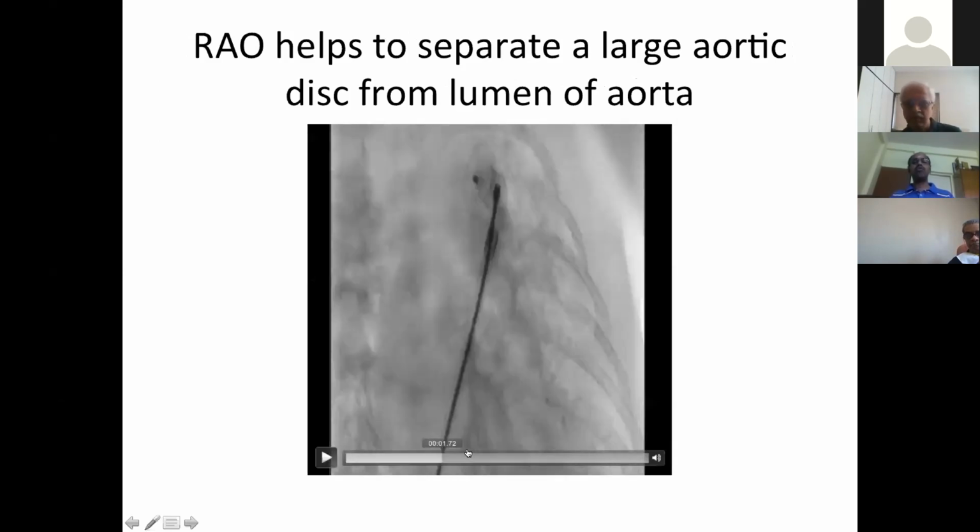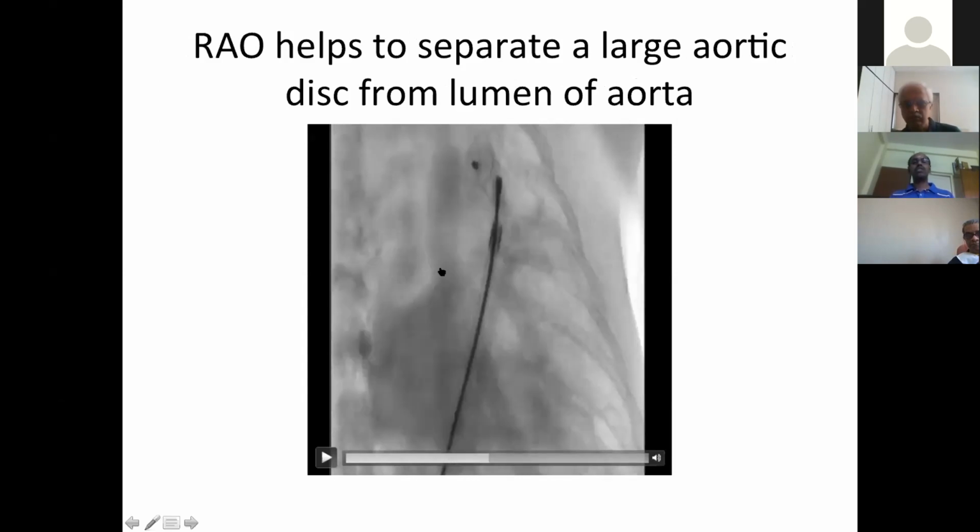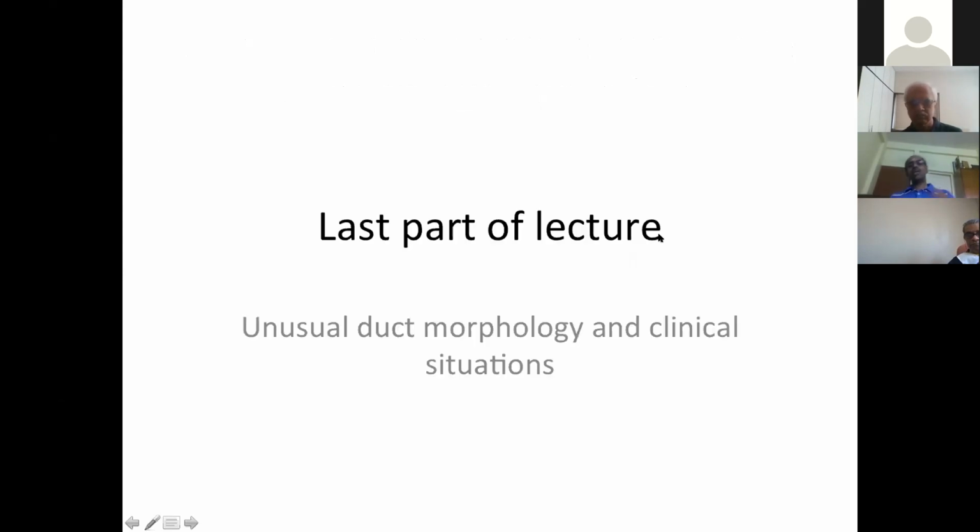So this is the levo phase. You can appreciate the ascending aorta coming down as the descending aorta here, and the device is not encroaching on the lumen. The last part of the lecture will be unusual duct morphologies.